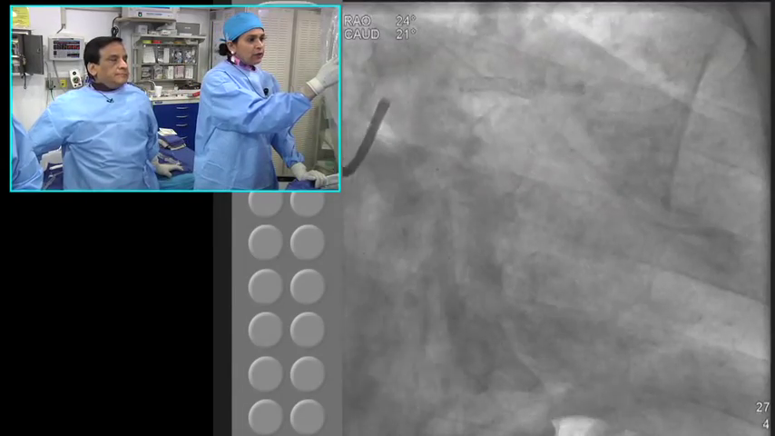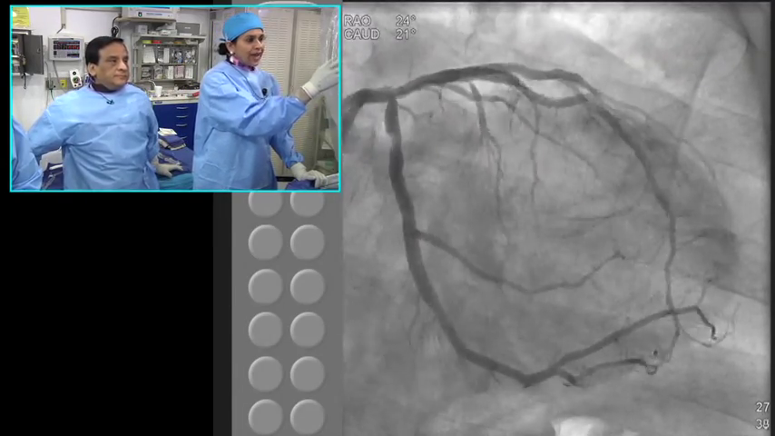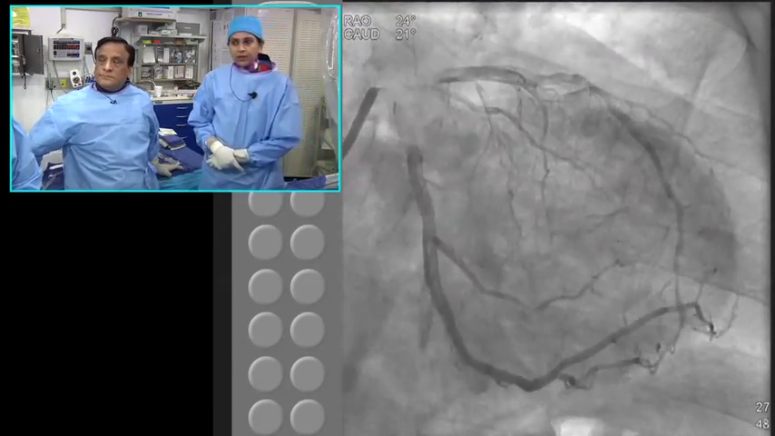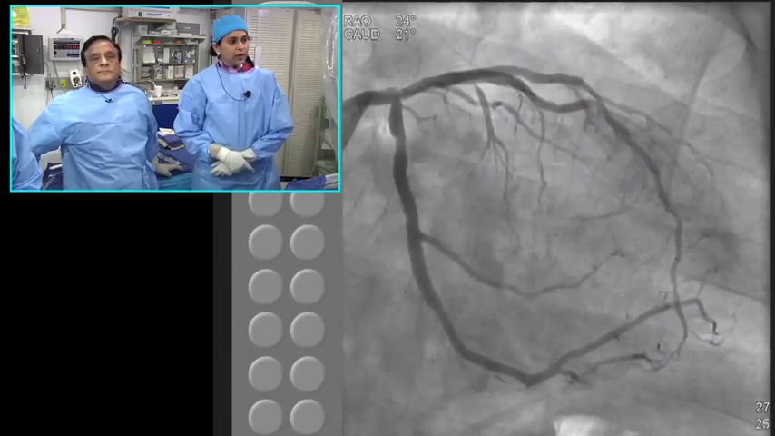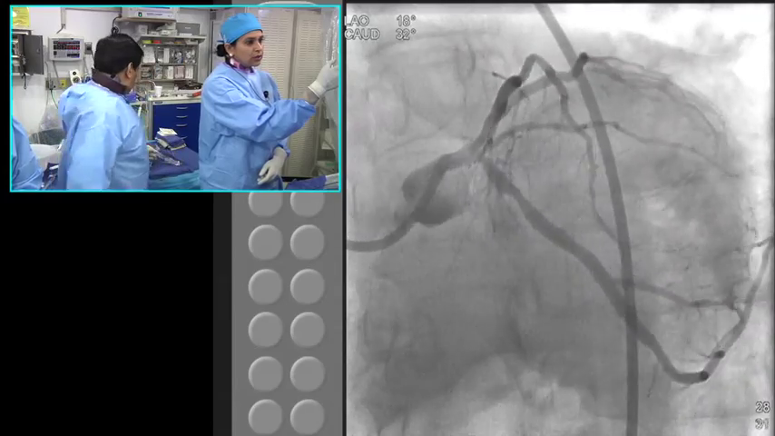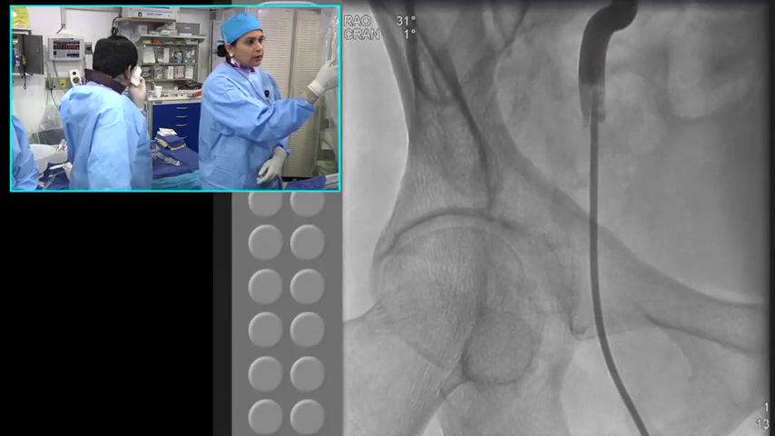What you need to be careful of is that very rarely you could have proximal edge dissection when you are doing this double stent technique. So that's why take 2 or 3 views to just confirm, which we did. Everything looks okay, and that's where we are.